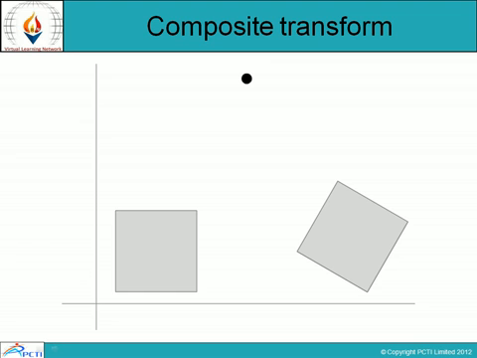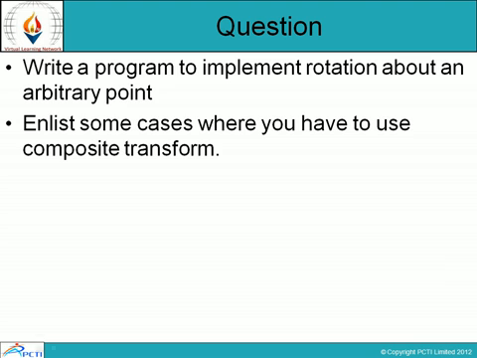ठीक है, now there are two small activities for you. You have to first write a program to create a rotation about an arbitrary point. ठीक है, किसी arbitrary point के about rotation के लिए आपको प्रोग्राम लिखना है, और दूसरा आपको एनलिस्ट करना है उन सभी केसेस को जहाँ पे हम कंपोजिट ट्रांसफॉर्म इस्तेमाल कर सकते हैं. ठीक है, जहाँ कहीं भी लगता है कि हाँ हम यहाँ पे ट्रांसफॉर्म करते हैं और वहाँ पे अगर कंपोजिट ट्रांसफॉर्म इस्तेमाल हो सकता है, तो you have to list down all those activities.